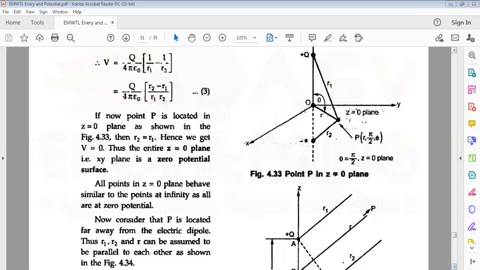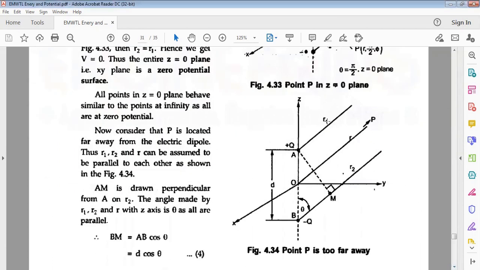Now in the third case, consider the point P located far away from the electric dipole. Thus R1, R2 and R can be assumed to be parallel, meaning the point P is assumed to be at infinity. R1 and R2 look like they are parallel to each other, as shown in figure 4.34. Point P is too far away.